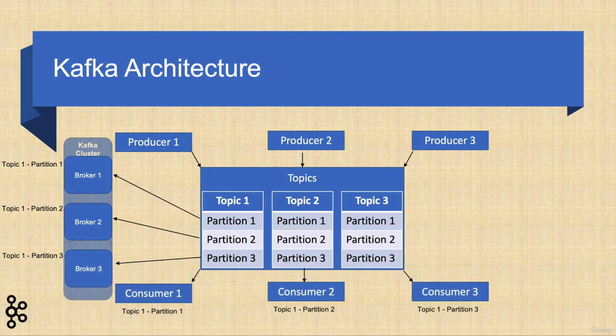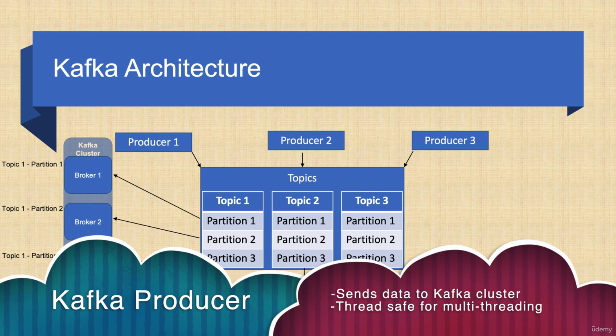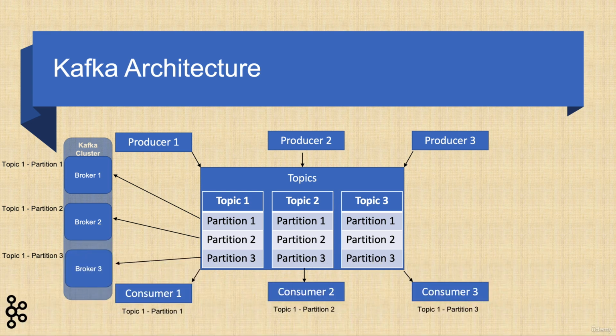We need to feed the data into these topics and partitions, and for that, we have the Kafka producers. Here again, as an example, you see 3 producers. Note that a Kafka producer can handle multiple threads at the same time nicely. So in most cases, using a single producer might be enough for your system.